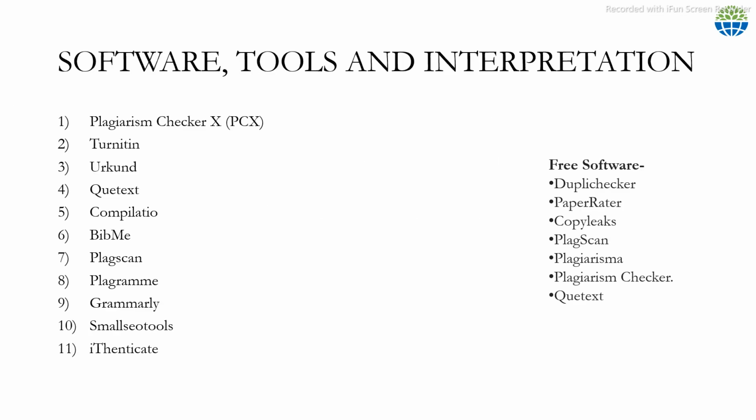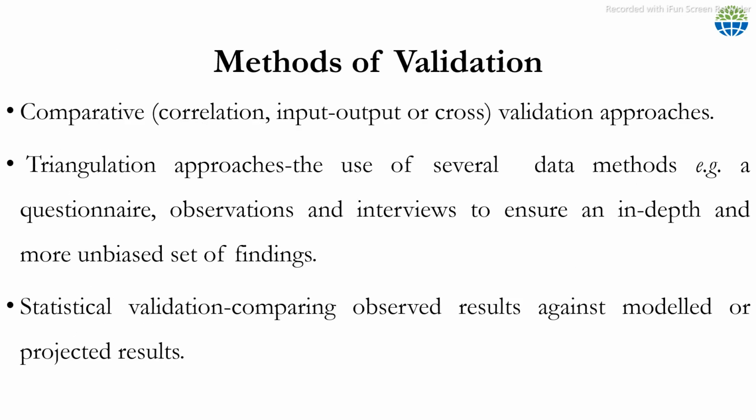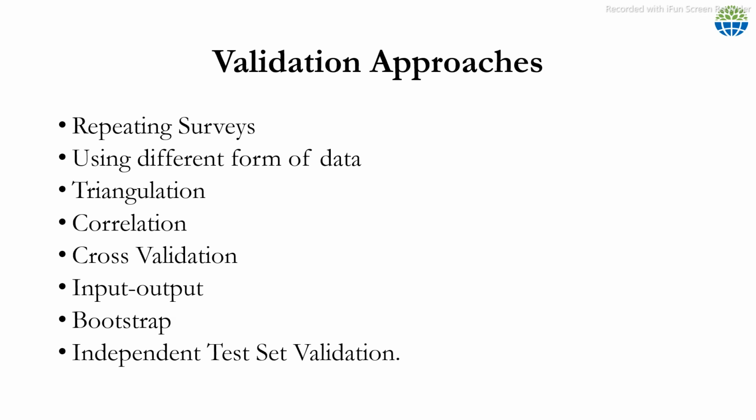So now we'll move on to another topic. We have already discussed the EI and related things, but we have to come to our focus area, that is validation. Comparative analysis should be done, like correlation, regression, and the triangulation approach. Sometimes we need to do statistical validation. So there are some types of validation approaches.